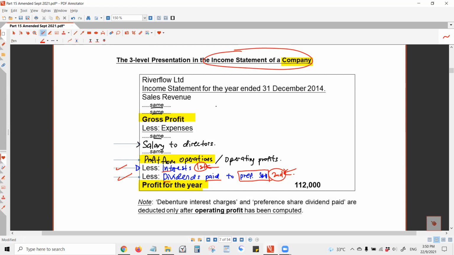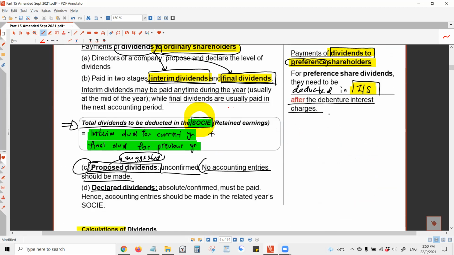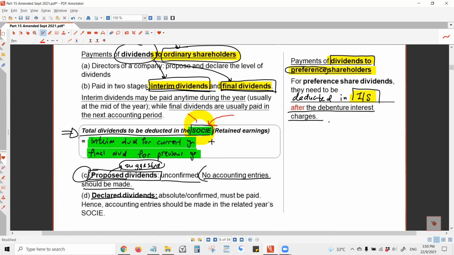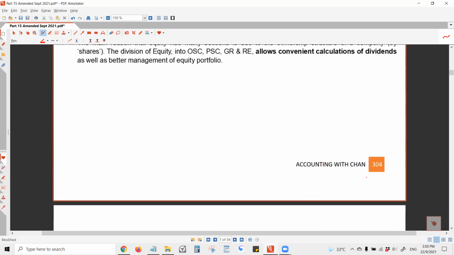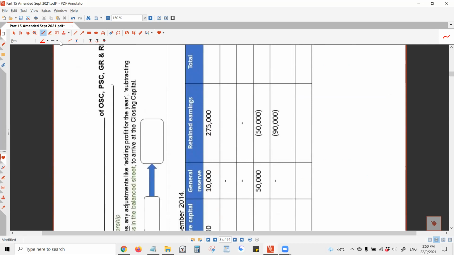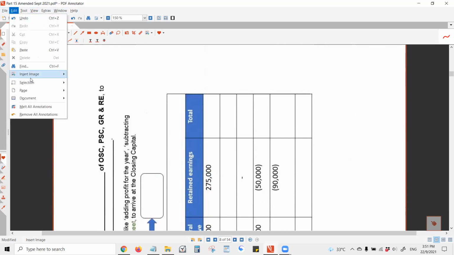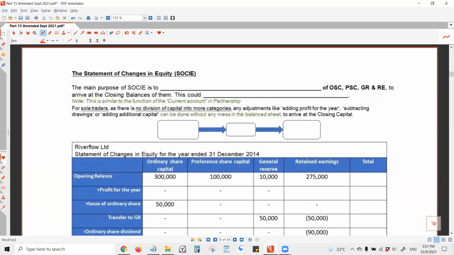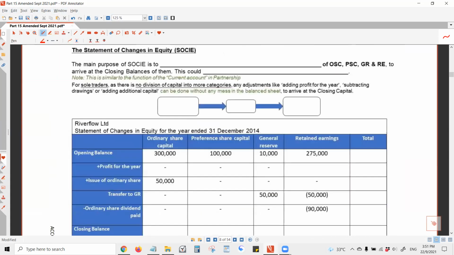What about dividends paid to the ordinary shareholders? Earlier we talked about it. We minus it in the SOCIE table, minus the ordinary shareholders' dividend in the SOCIE table. I show you now. Almost always you will see a question on SOCIE, so you must know how to do the SOCIE table. I show you. Come to this page 305. Later I explain this part again, where you have the blanks here, but we see the SOCIE table first.